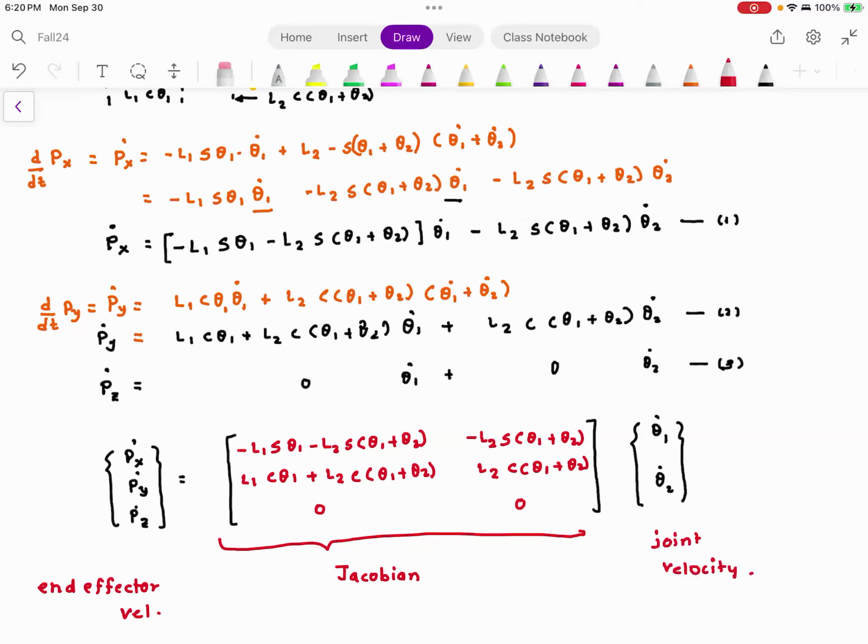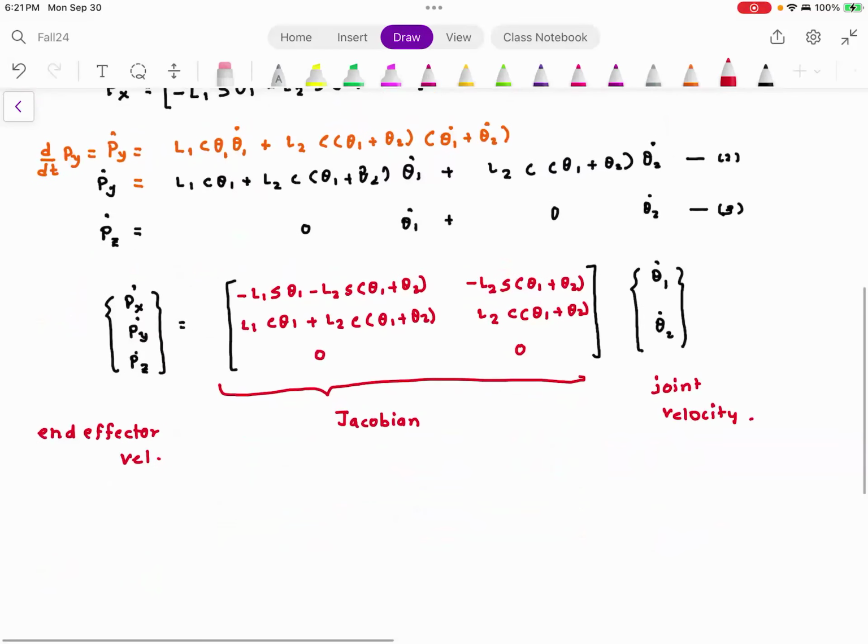So theta 1 dot and theta 2 dot are the rate at which theta 1 and theta 2 are changing, how fast those joints are moving. And once I multiply with that matrix, I get the end effector velocities. Everyone understood this? This is the meaning of the Jacobian.